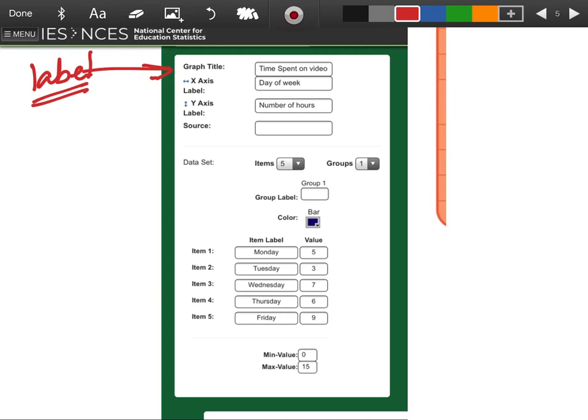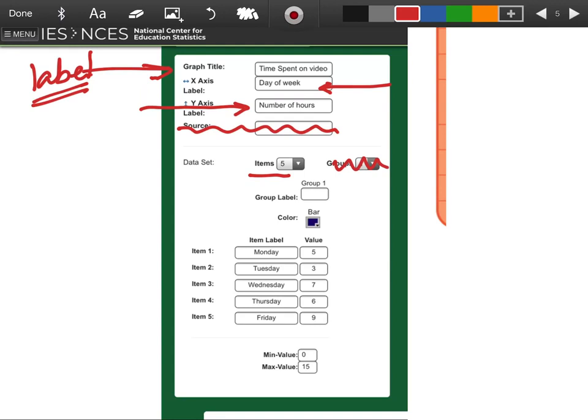And I kind of went through and it's like, okay, how long did they actually spend on these stupid video games? So my x-axis, you will notice here, is the day of the week. My y-axis label is the number of hours spent. Okay, don't worry about the source. You don't need that at all. Okay, I'm going to have 5 items. If you want more than 5, that's fine. Don't worry about the group part either. It's not something you need.